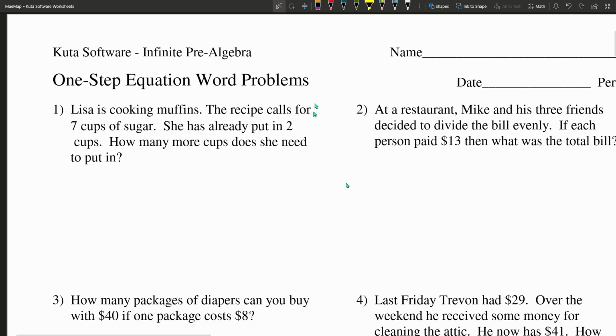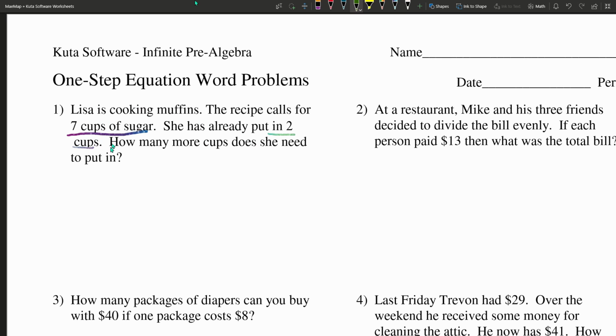In number one, it says Lisa is cooking muffins. The recipe calls for 7 cups of sugar. She has already put in 2 cups. How many more cups does she need? So that's our question. How many more cups does Lisa need? And as I read, notice that I've underlined important key facts.